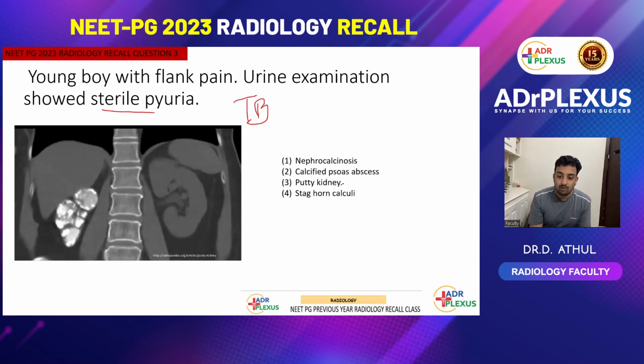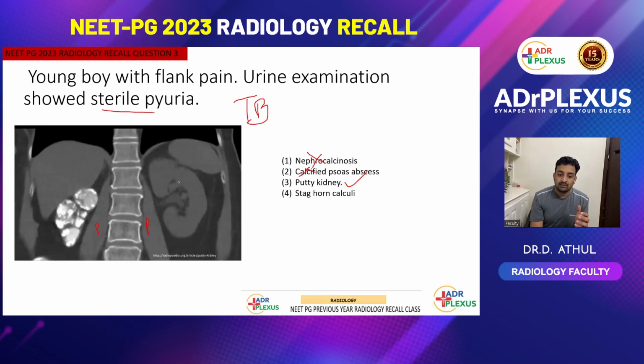So this is a case of Putty kidney. Here we can see both the cortex and medulla is calcified. The kidney has been shrunken in size. So this is not nephrocalcinosis. This is not calcified psoas abscess. This is the psoas muscle. So this is not calcified psoas abscess, and this is not staghorn calculi.